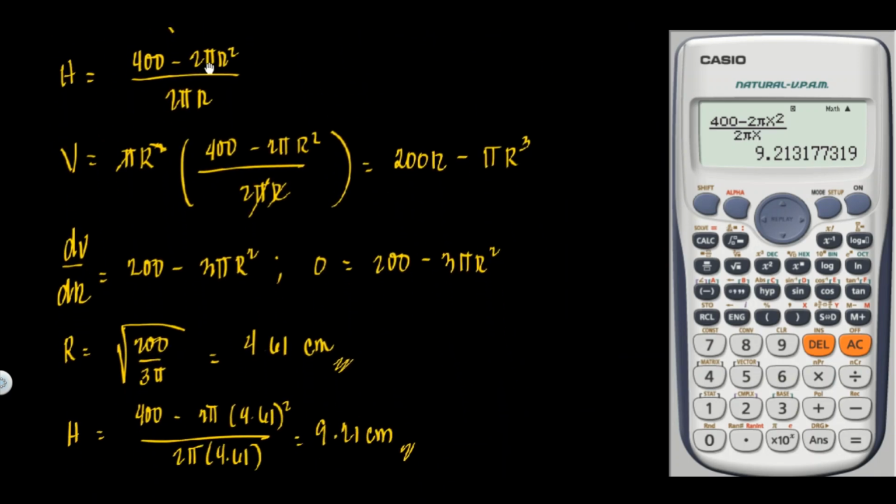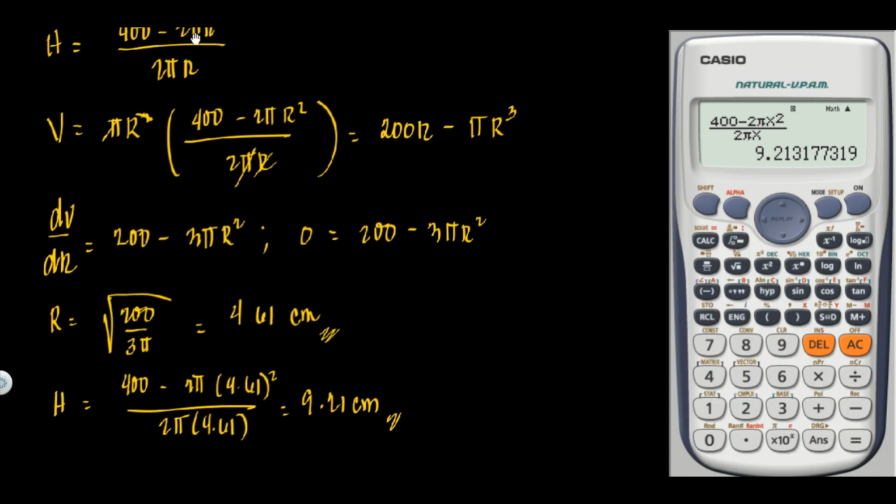volume. But the question is, is it really a maximum? So, let's test. The second derivative of V with respect to r. So, differentiate this. This is minus 6 pi r. Negative? Yes. So, it means maximum. So, we have a maximum volume. So, this is correct, the maximum dimension.